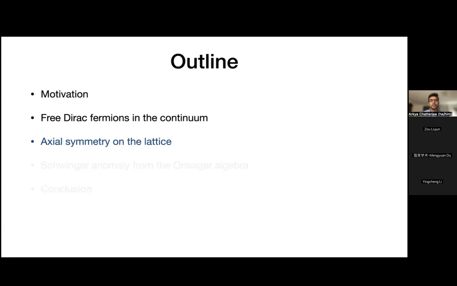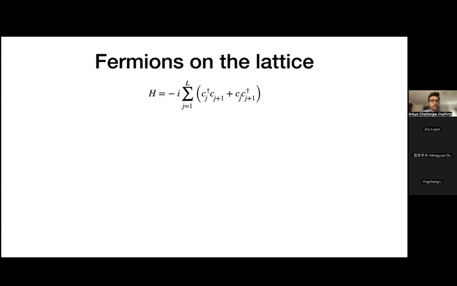So we'll see that even though we cannot realize the Schwinger term exactly in a finite dimensional lattice, a very close avatar of that is realized in a finite dimensional lattice, and that's what I'm going to talk about for the rest of this talk. So first, we'll try to identify the axial symmetry on the lattice, and then we'll talk about its anomaly.